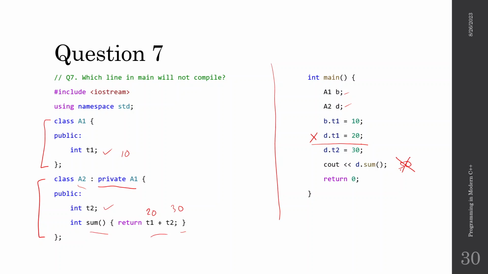D is the object of the derived class. Now in the derived class, we are privately inheriting the base class. Since we are privately inheriting, we cannot access the data members of A1 from outside. Here you can see that we are directly setting the values of A1, and that is not possible. Hence this line won't compile. That is the answer, and there won't be any output either, obviously.